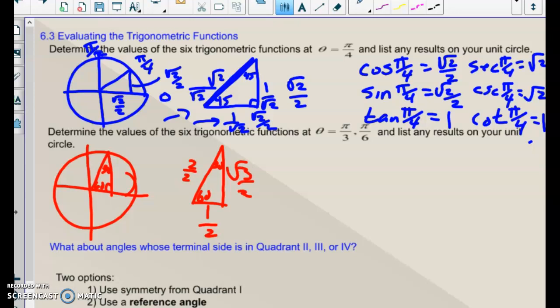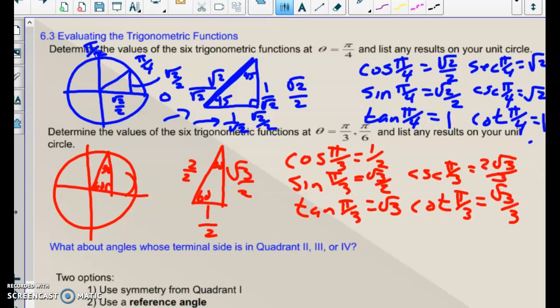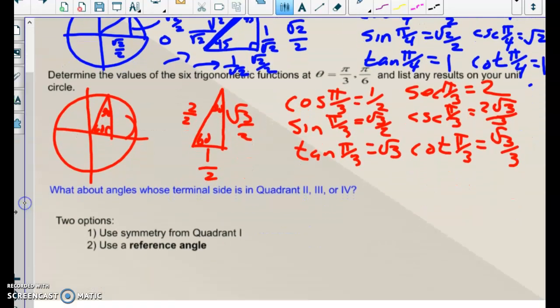It's actually just switching the values that you had last time. This time the x value is the half, and the y value, which is the sine, is the root 3 over 2. And our tangent of this is going to be your root 3. The cotangent at that same value is root 3 over 3. And we're going to do the reciprocal of cosine, which gives me 2 root 3 over 3. And the secant is 2. All right. So now we have the values for all of the angles in the first quadrant.